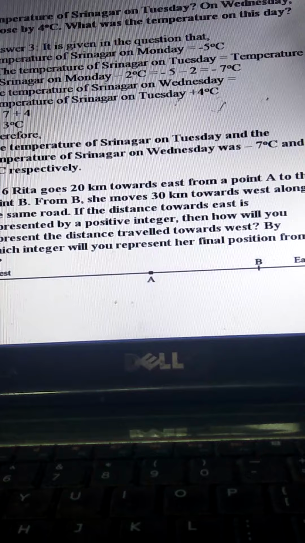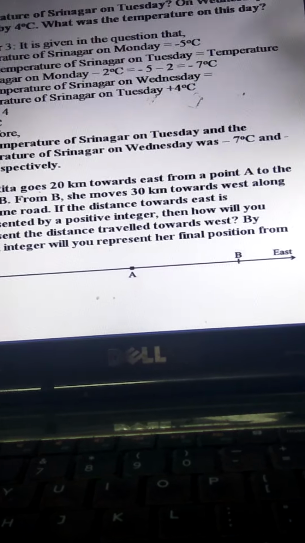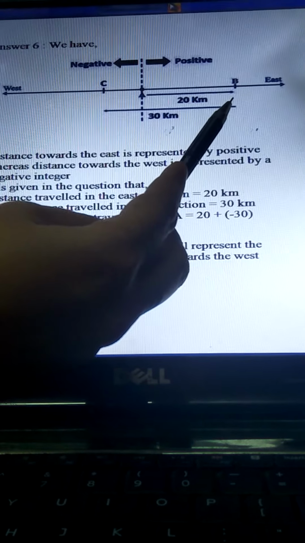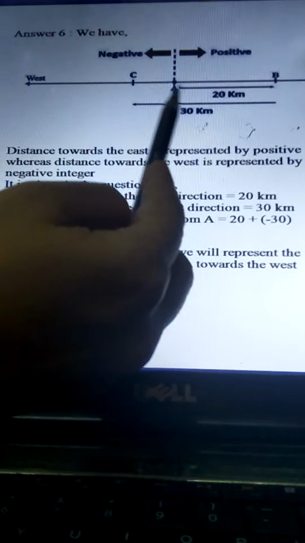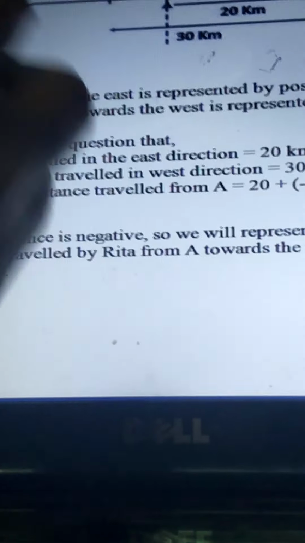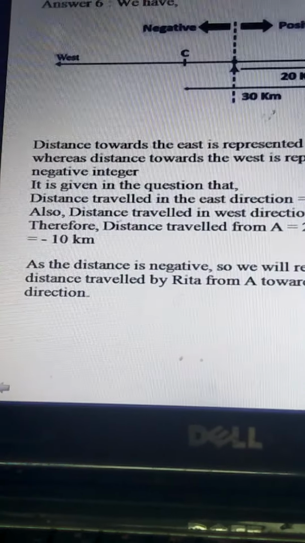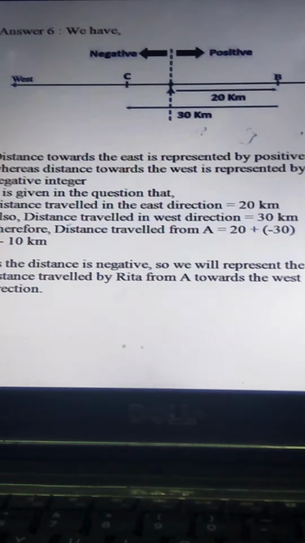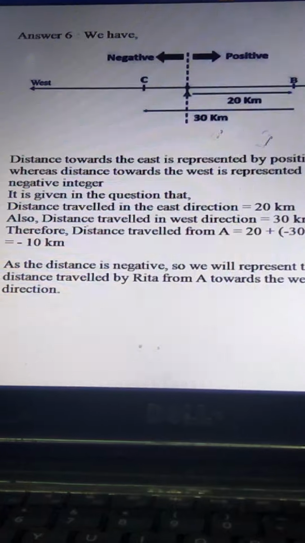So now here you have to find out. So here you can see the solution. The initial position was here. She moved 20 kilometers towards east and has reached point B. Now she was standing here and she has started moving in this direction and she moves 30 kilometers. Right, so we have to find out. So what has been asked in the question? It has been asked by which integer you will represent her final position, right?